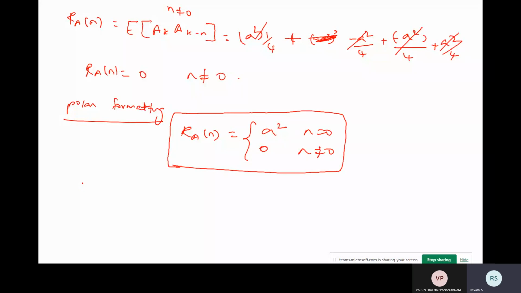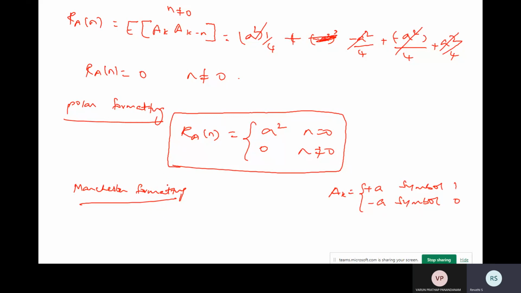Okay, now coming to Manchester formatting. For Manchester formatting, the AK value is similar to polar formatting. In Manchester also you have AK equal to plus A for symbol 1 and minus A for symbol 0. The difference between Manchester and polar formatting lies in V of T. V of T for polar formatting is a single pulse, whereas V of T for Manchester formatting is a doublet pulse. Okay, so only the signal is changing.